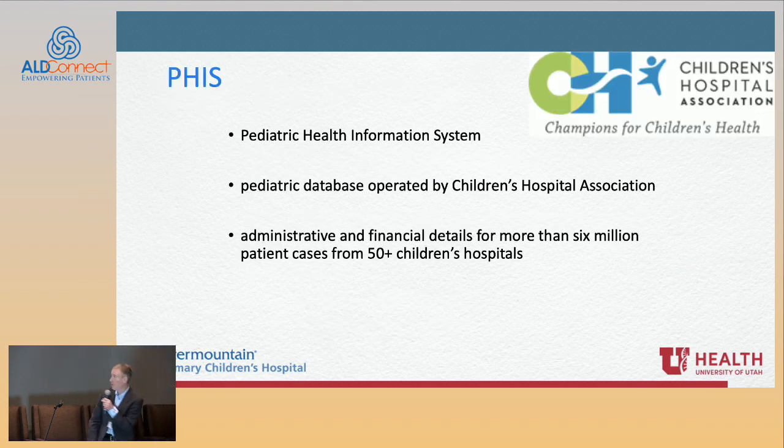The system that I've been using for this work is called the PHIS system, the Pediatric Health Information System. It's a large-scale database that was set up by the Children's Hospital Association. It was originally established for the hospitals to help each other understand the costs that they had. But researchers have realized that this database is so large that we can understand what's going on with patients across institutions.